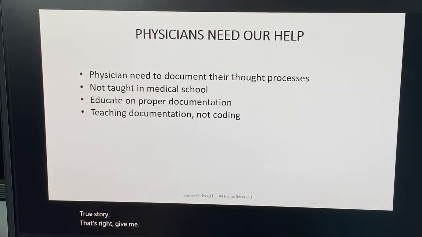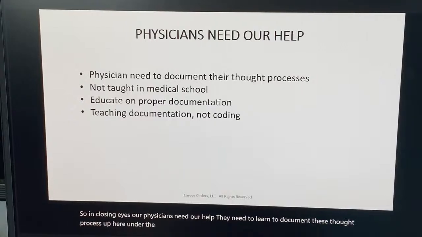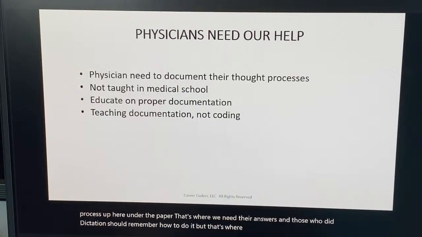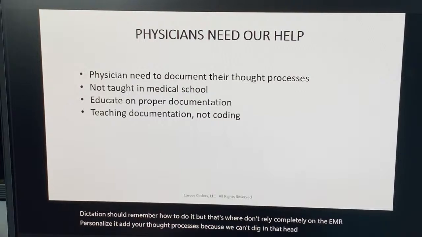So, in closing, guys, our physicians need our help. They need to learn to document these thought processes up here onto the paper. That's where we need better answers. And those who did dictation should remember how to do it. Don't rely completely on the EMR, personalize it, add your thought processes, because we can't dig in that head unless it's a painted picture in the note.